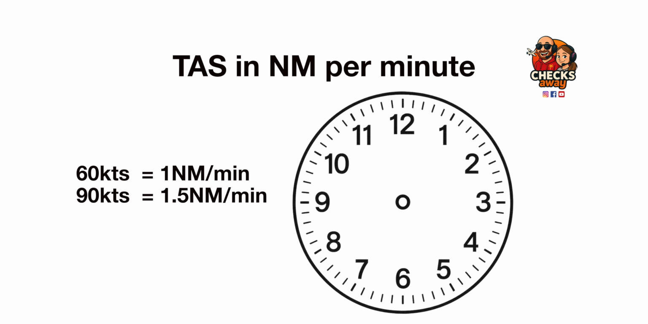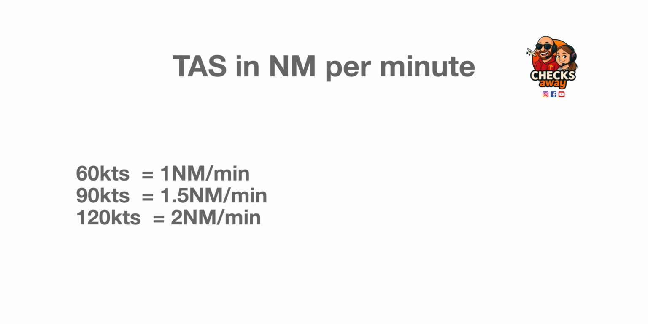At 90 knots, our speed needs 1.5 clock faces. We do 1.5 miles a minute. 120 knots needs 2 clock faces. We do 2 miles a minute. So let's do a quick example.